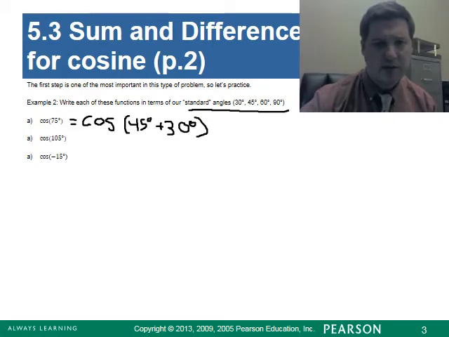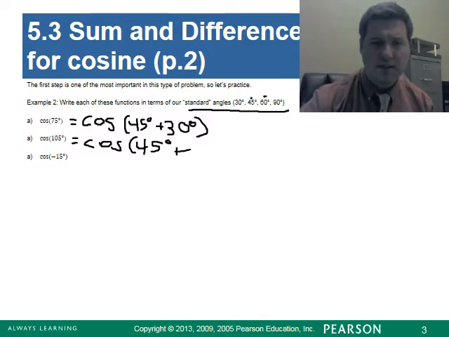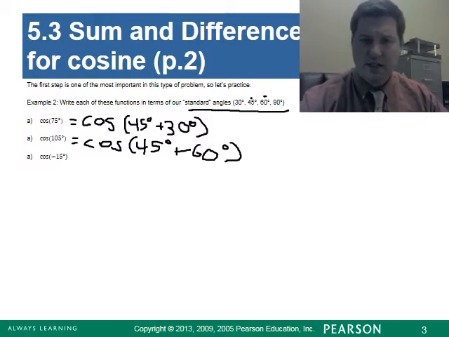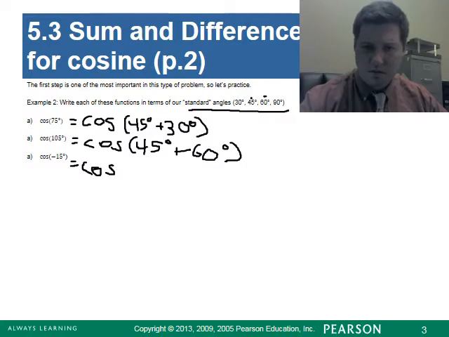105, let's see. 105 is 45 and 60. So we could rewrite this one as cosine of 45 plus 60. Okay. And then finally, cosine of 15. Let's see, that would be, I would say 30 minus 45. That would do it. So I'd rewrite this one as cosine of 30 minus 45.